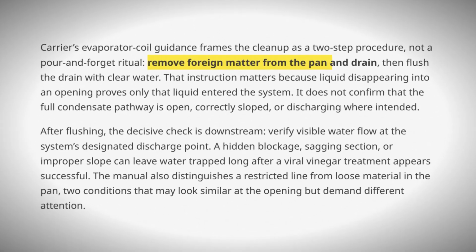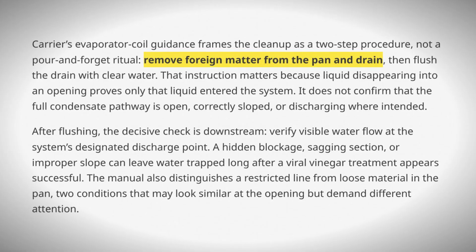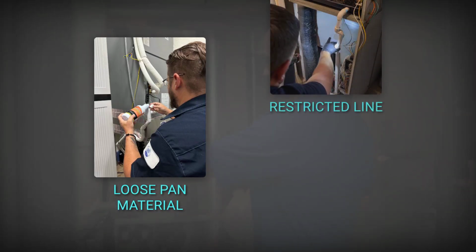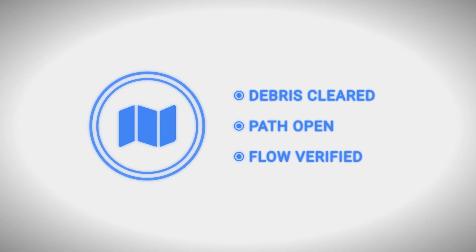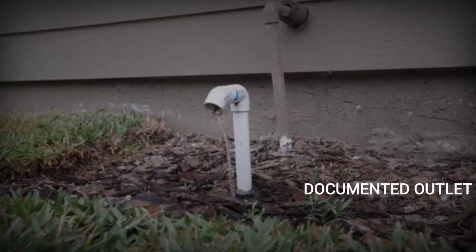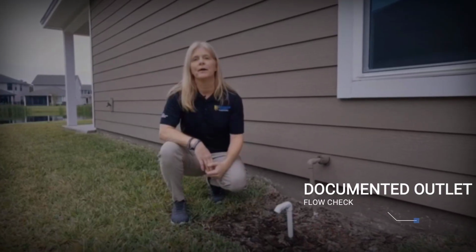Carrier's evaporator coil guidance says foreign matter should be removed from the pan and drain, then the drain flushed with clear water. It also distinguishes a restricted line from loose material in the pan. That sequence makes the success condition measurable. The obstruction or debris is gone, the path is open, and water reaches the intended discharge point. Finish the approved procedure by confirming flow at the documented outlet.